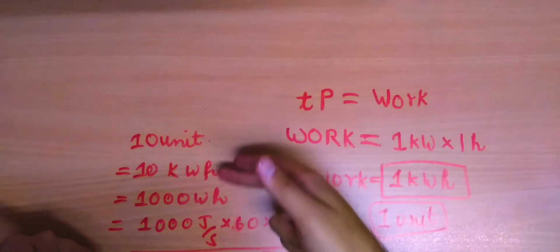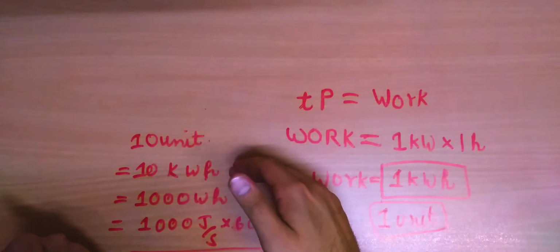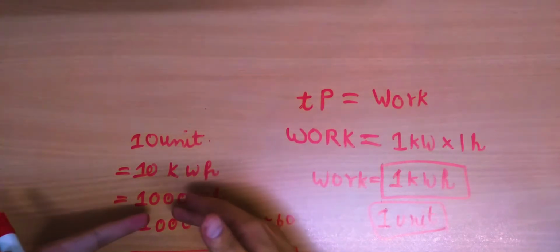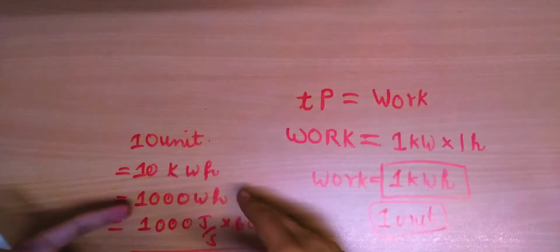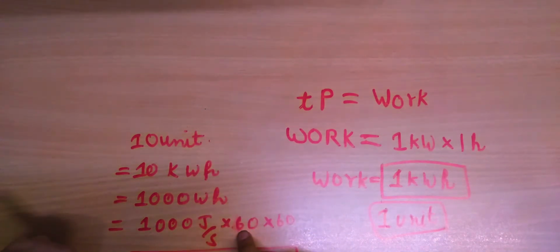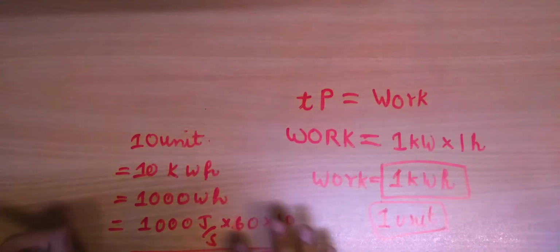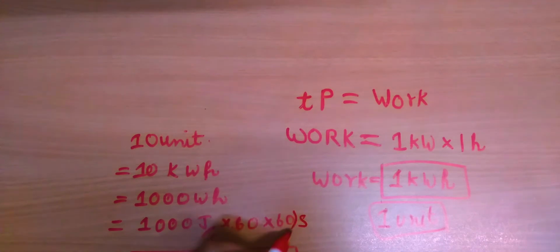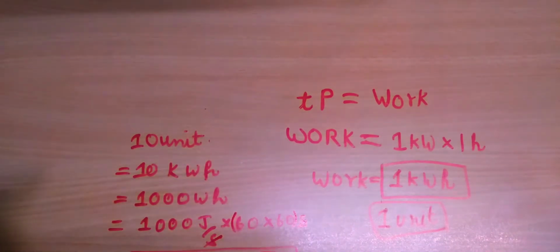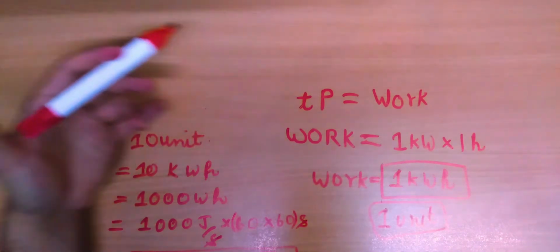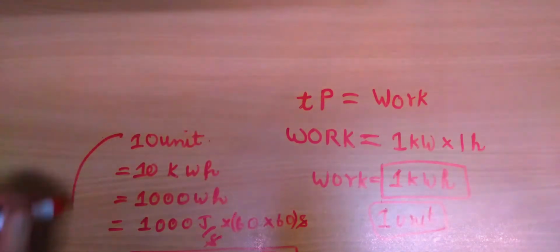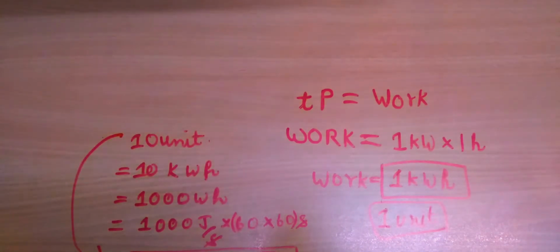So I hope you get this thought process. 1 unit is 1 kilowatt hour. 1 kilowatt is 1,000 watts. So 1 kilowatt hour should be 1,000 watt hours, and 1 hour is simply 60 minutes, or rather 60 into 60 seconds. We multiply this with this so that the seconds cancel, and what we are left with is simply joules, or energy, and that is the total amount of energy that you used. So when you used 10 units of energy, it means that you used this many joules of energy.